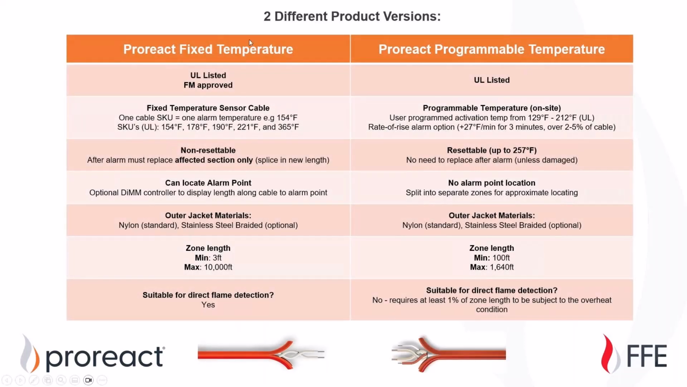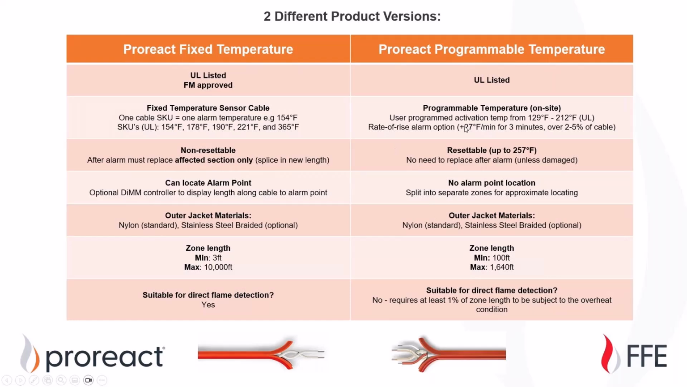So here is a table overview, which I hope you can appreciate. I know I'm a table person. I like to see the different products and their different characteristics all laid out on one screen. So your fixed temperature version is on the left, and your programmable temperature version is on the right. We have listings and approvals, the different activation temperatures that are available for fixed, 154F to 178, 190, 221, and 365. For your programmable, it's anywhere between 129 to 212.